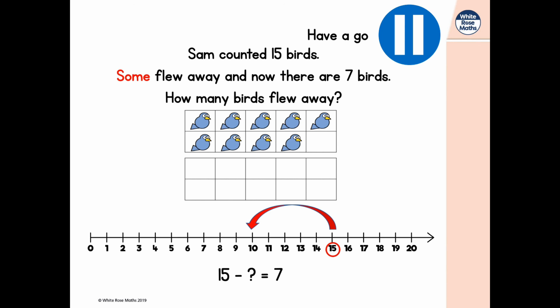Let's try one jump of 1. Another bird goes away, and there's 2 and 3. And there we are. We're on the number 7. So those arrows show how many birds flew away. One jump of 5 and 3 more. 5, 6, 7, 8.